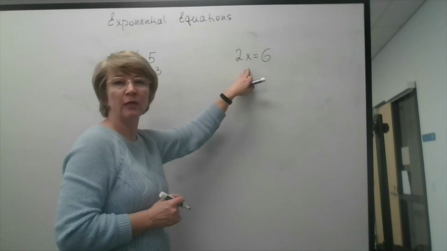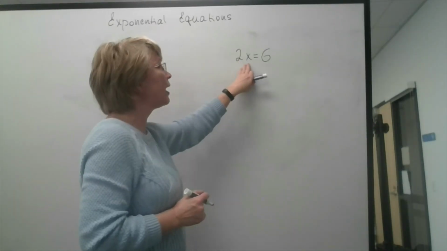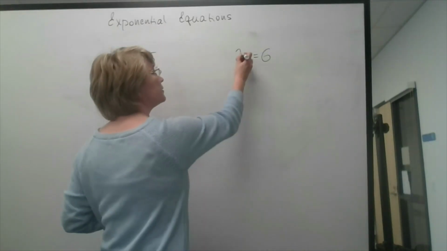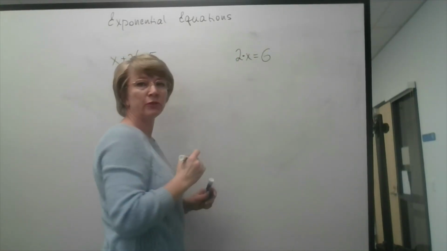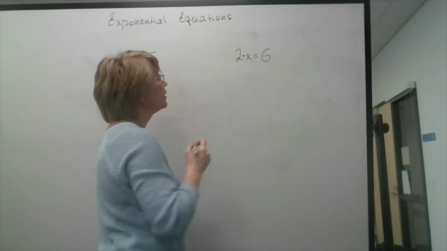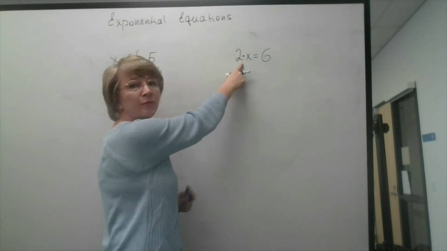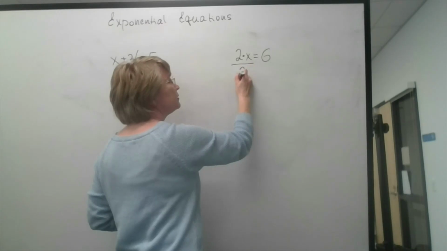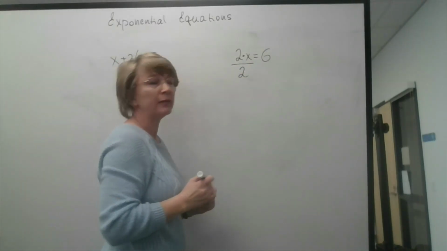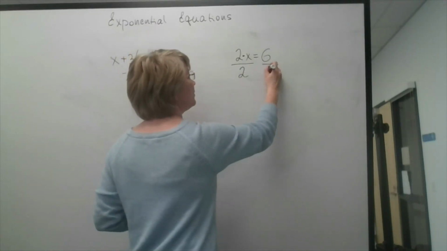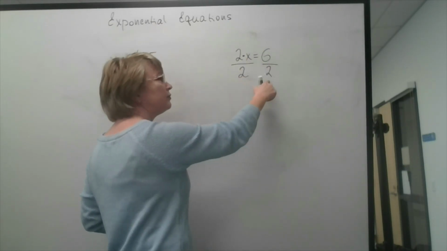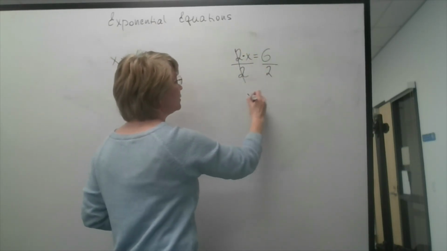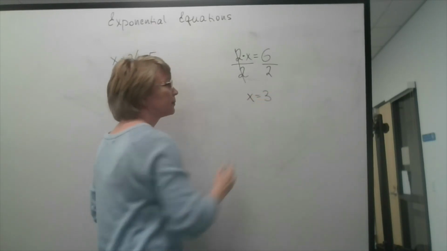Now we have to solve this equation. We have 2x is equal to 6. 2x is exactly the same as 2 times x. What is the opposite of multiplication? The opposite of multiplication is division. We have to divide by 2. And whatever we do to one side, we have to do the same to the other side. So your x is equal to 3.